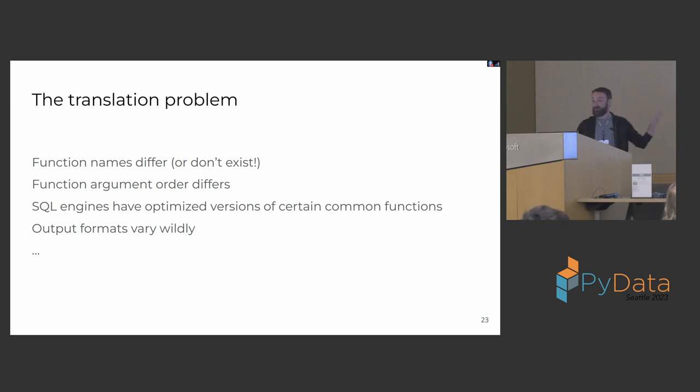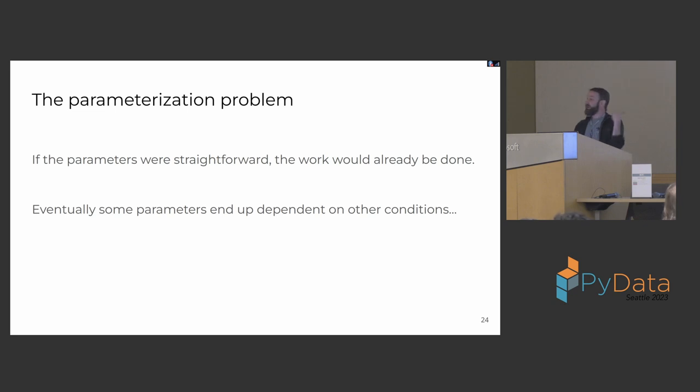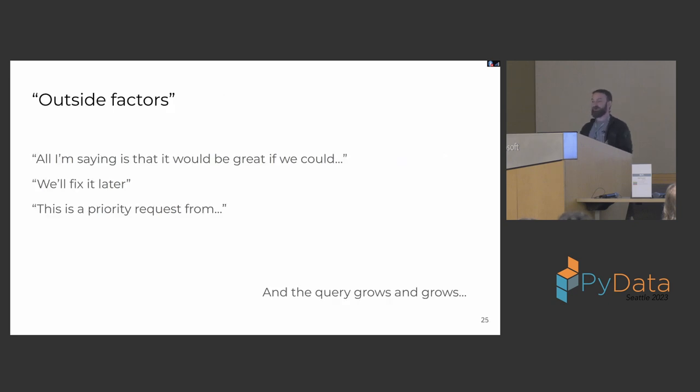But there's a whole other bucket of stuff, right? You have the parameterization problem. It's hard to do. If it was straightforward, it would already be done. It's not. It's really hard. You have what I call outside factors. You may have heard some of these things in the past.